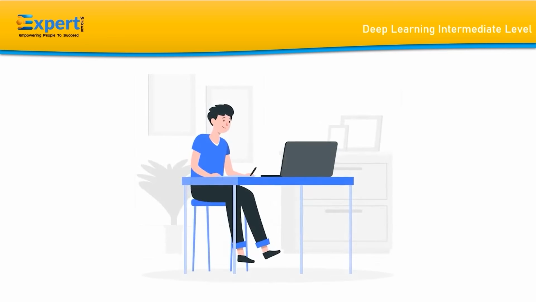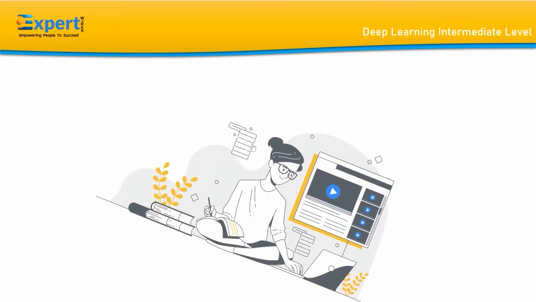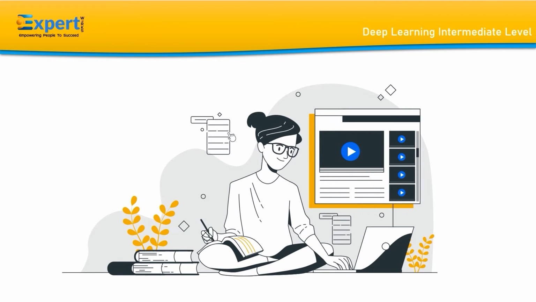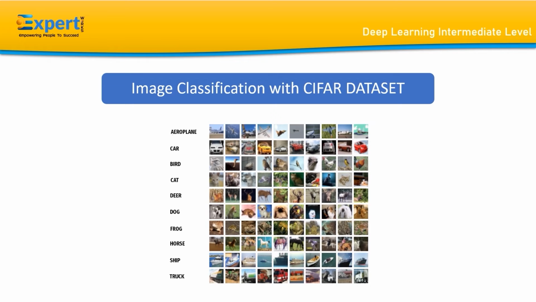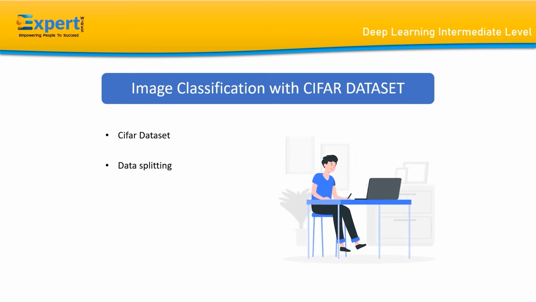In the intermediate level course, you will learn more about the basic concepts taught in the beginner level course. You will be introduced to image classification with Cifar Dataset. Under this concept, you will learn about Cifar Dataset, how the data is split, applying data augmentation, and training the model for limited epochs and check performance.